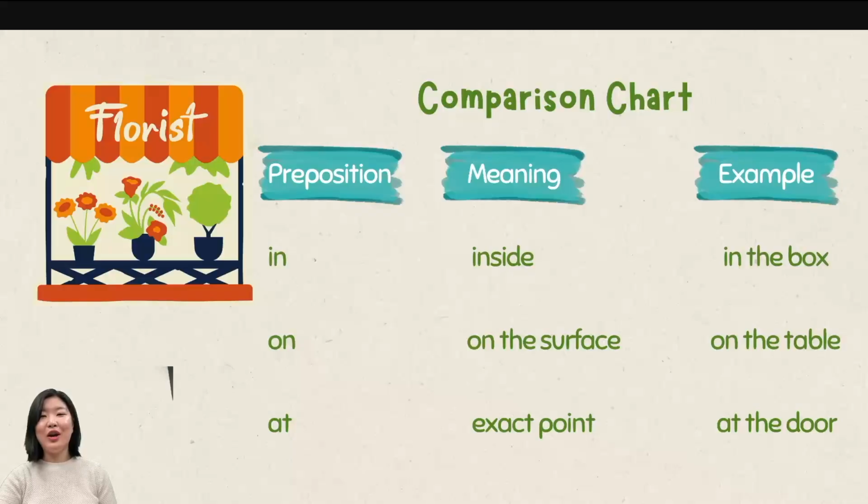So here is the comparison chart for you. You use the preposition in when it's inside, for example, in the box. The preposition on is when it's on a surface, like on the table. And the preposition at is for an exact point, like at the door.